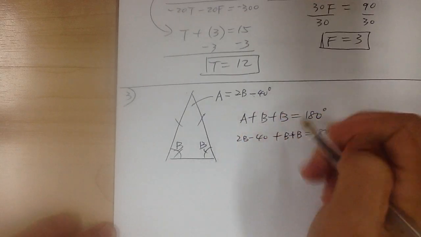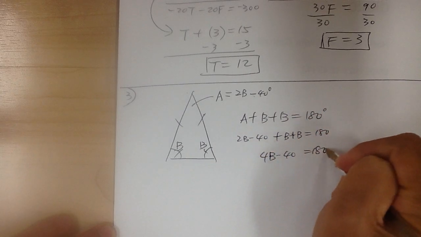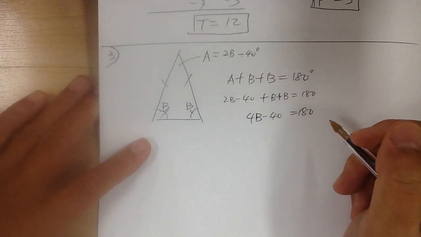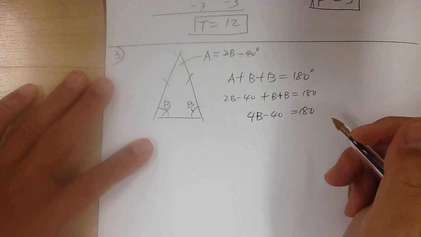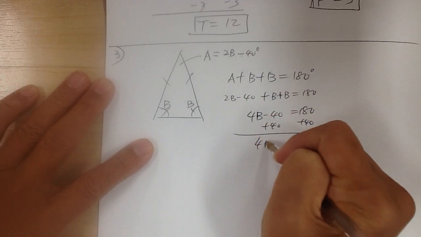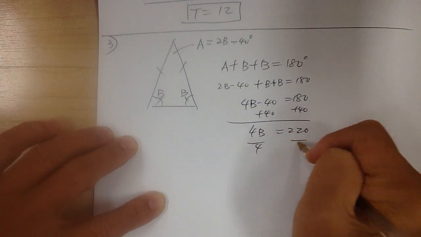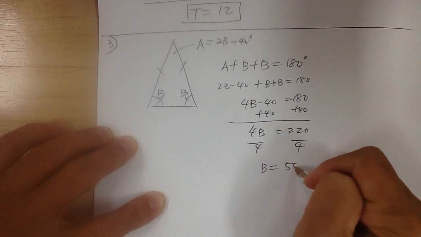So let's go and consolidate the variable. So you got 4B minus 40 equal to 180. And then you plus 40. So you got 4B equal to 220. Divide by 4, divide by 4. So B equal to 55 degrees.